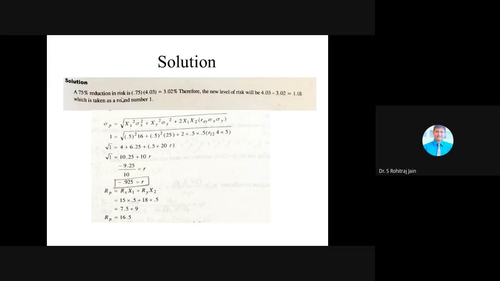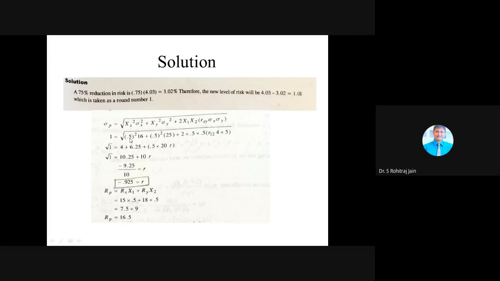Sigma p: remember that (a plus b) whole square is a square plus b square plus 2ab. In a similar way, I take x, the proportion of funds to be invested, and the standard deviation of x, plus y, sigma y square, plus 2 into x1 x2, correlation coefficient, sigma x into sigma y. The standard deviation of this portfolio we have just calculated is equal to 1. I put 1 here, equal to the square root of the proportion of funds to be invested, which they have given as 0.5 in each fund, that is x and y.